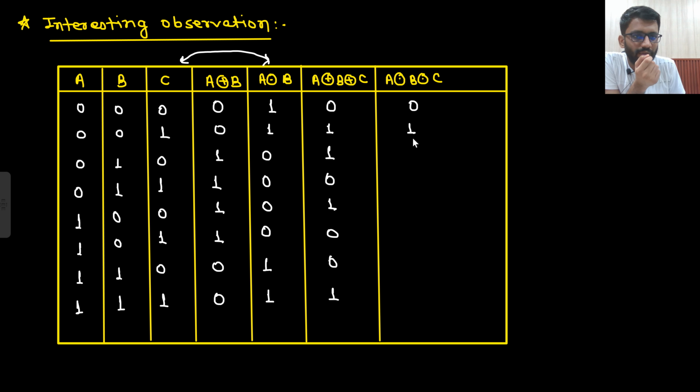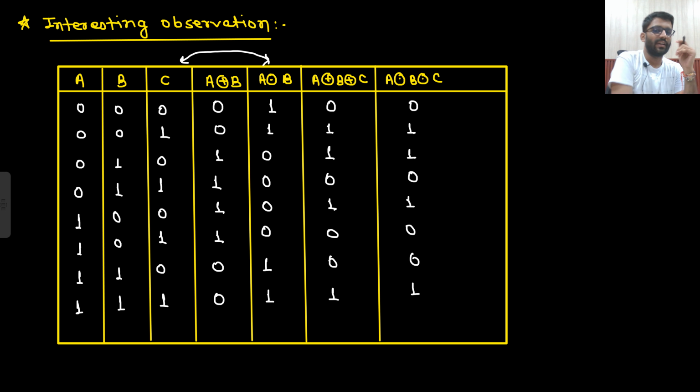0 XNOR 0 will be 1. 1 XNOR 0 will be 0. 0 XNOR 0 will be 1. 1 XNOR 0 will be 0. 0 XNOR 1 will be 0. 1 XNOR 1 will be 1. What did you see here?